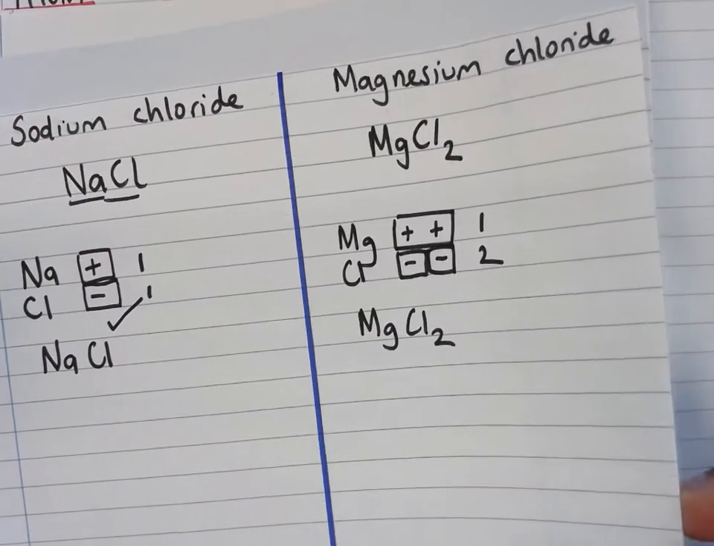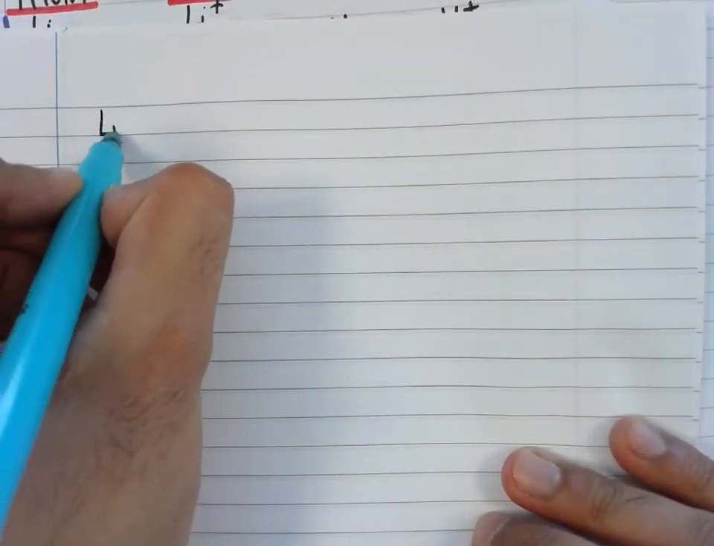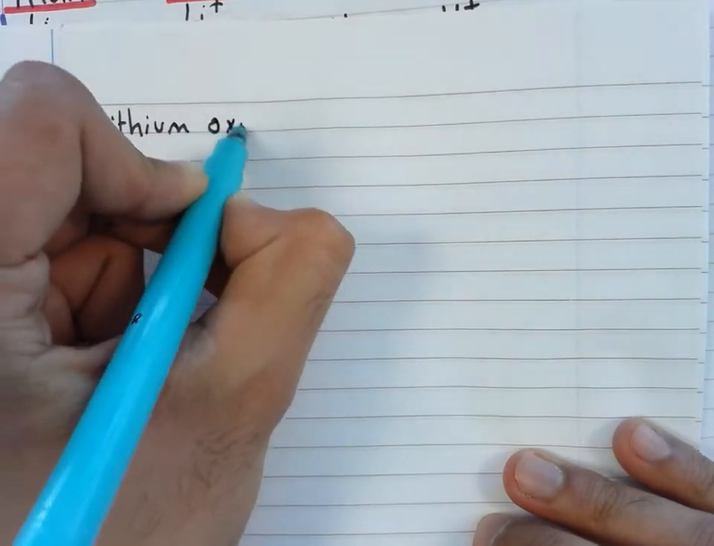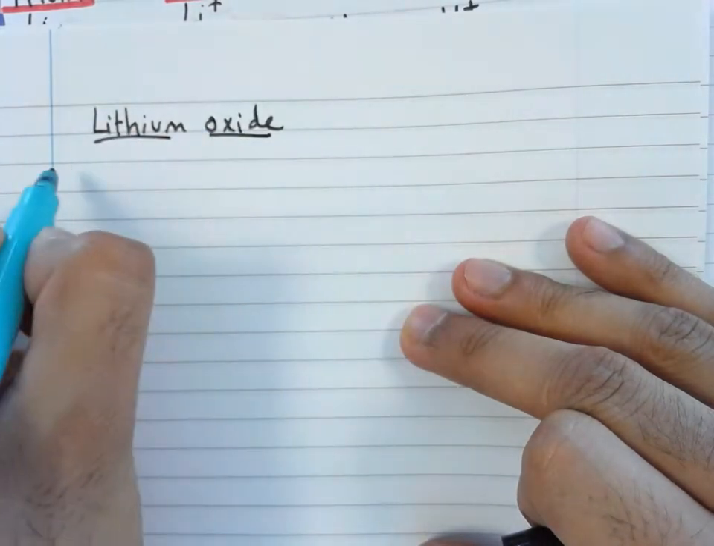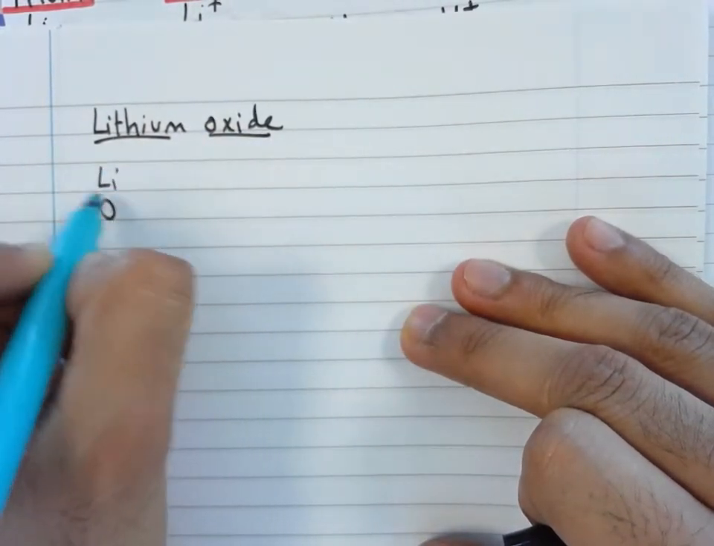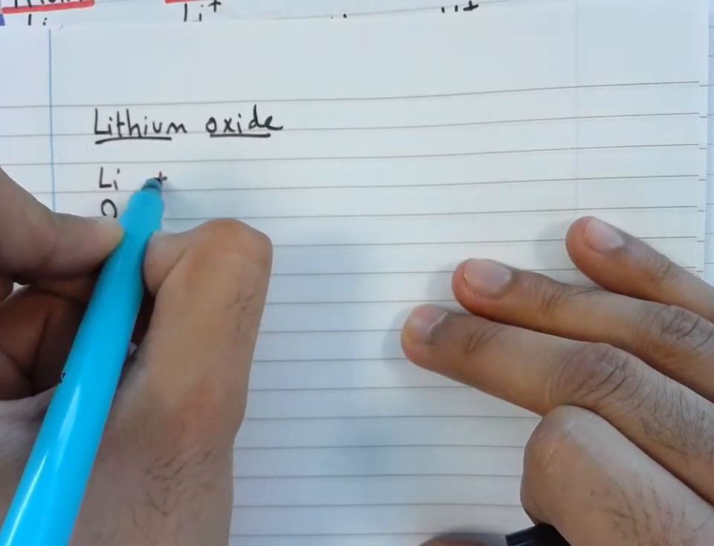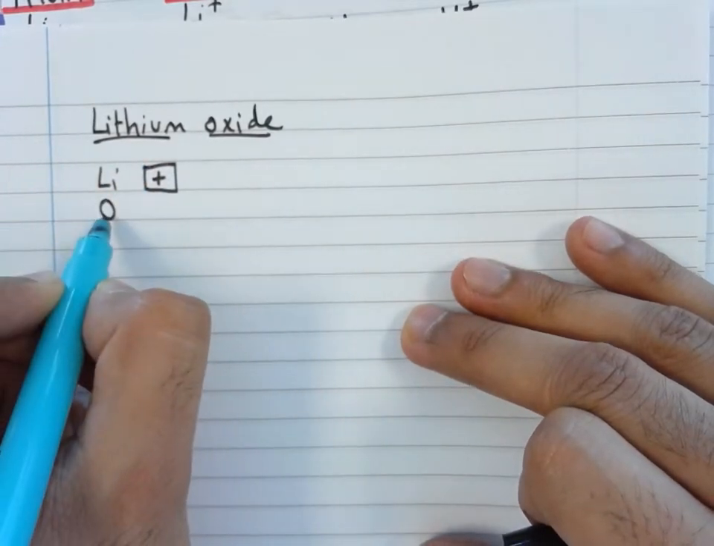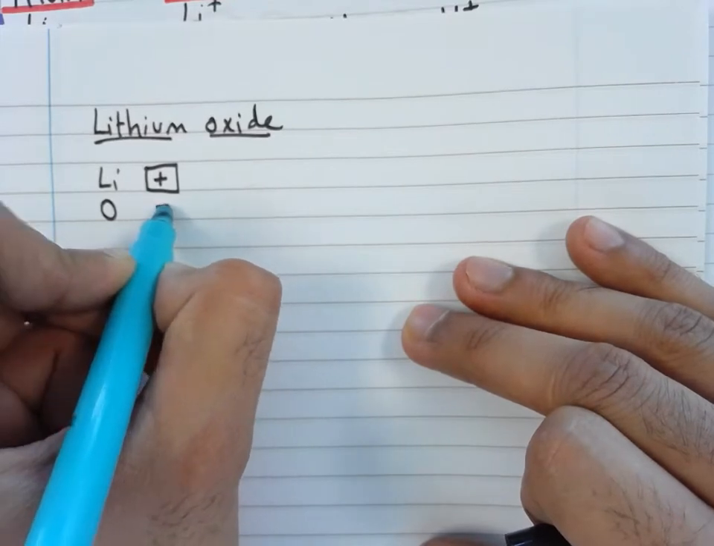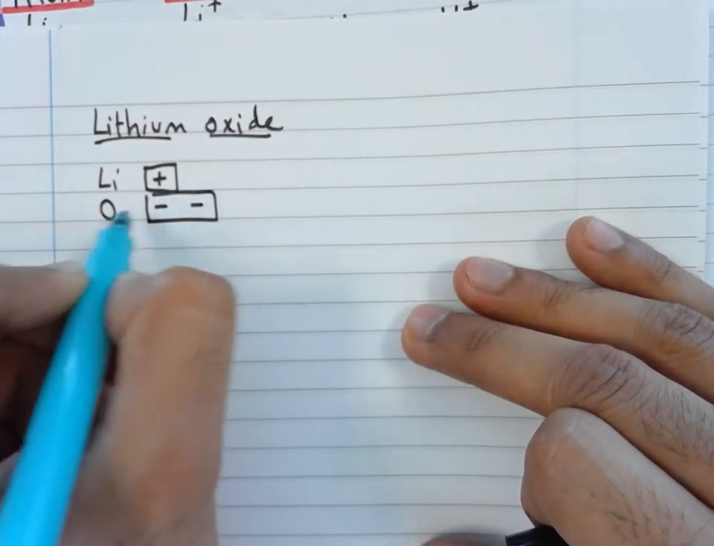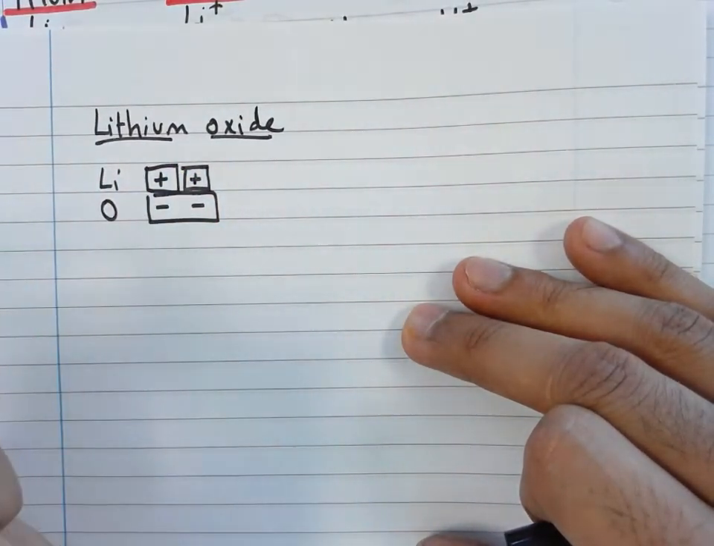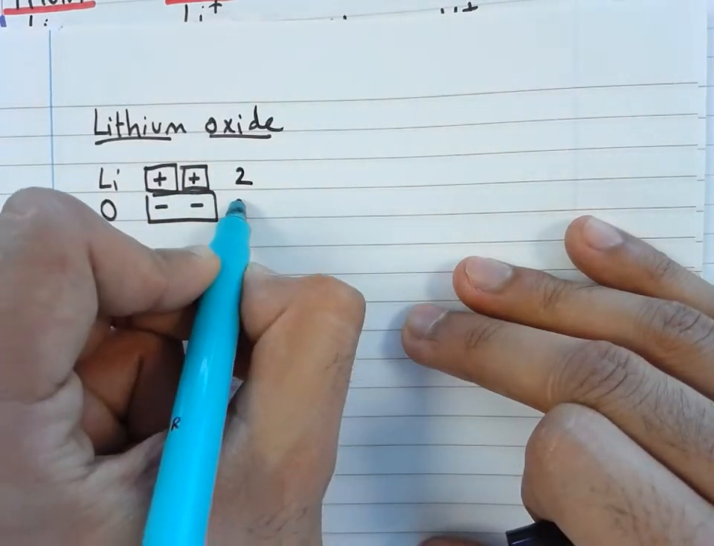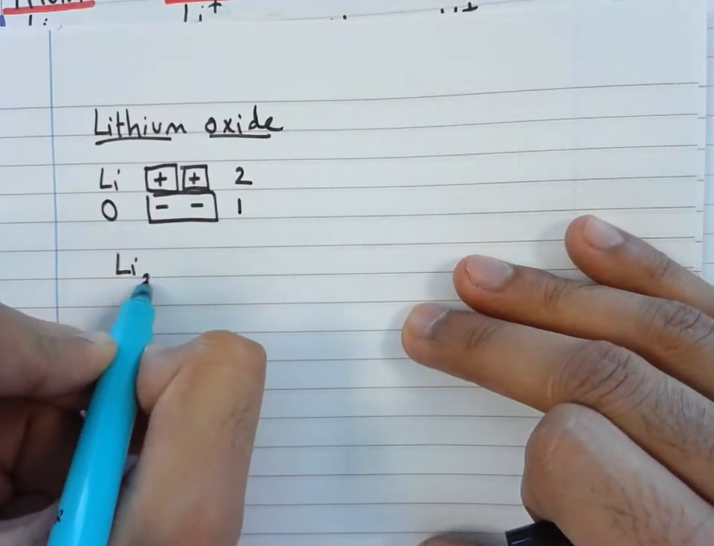Let's look at some other examples now. So let's look at lithium oxide. So the first step is to list the 2 ions. Well, I've got a lithium and an oxide ion. I know lithium is in group 1, so it will form an ion with a charge of 1 plus. I know oxygen is in group 6, so it will need to gain 2 electrons, so it will have a charge of 2 minus. This is not balanced in terms of charges. I'll need another positive lithium ion. So I'll need 2 lithium ions for every 1 oxide ion, so my formula will be Li2O.